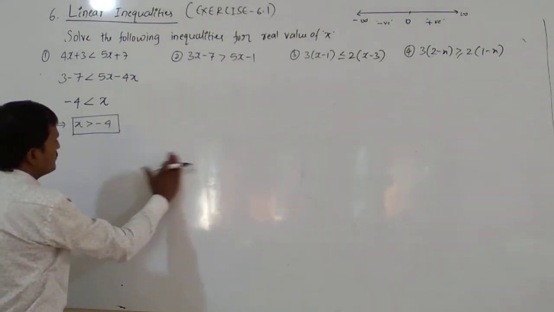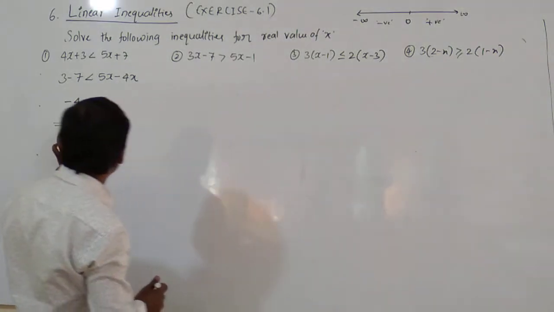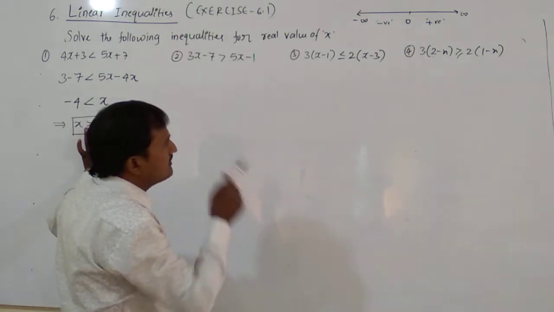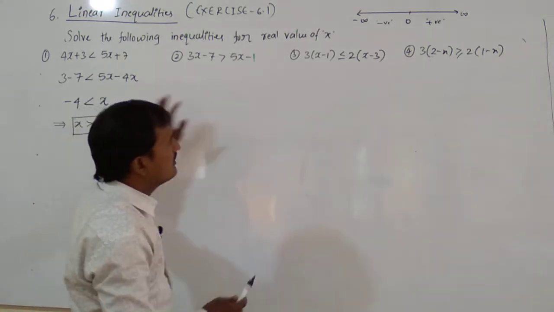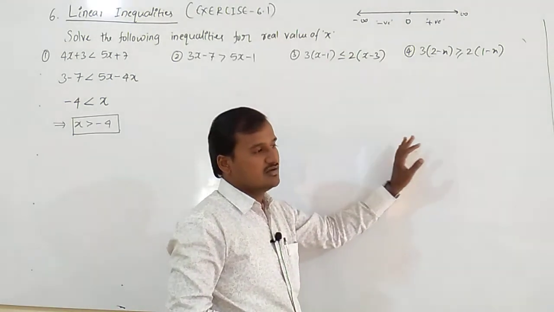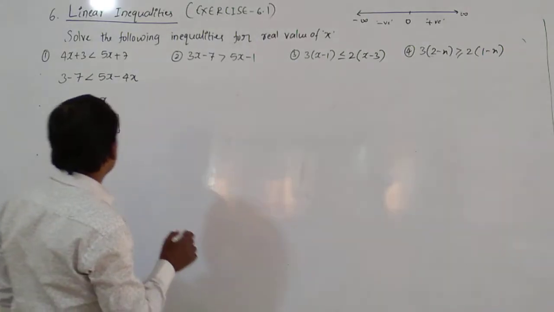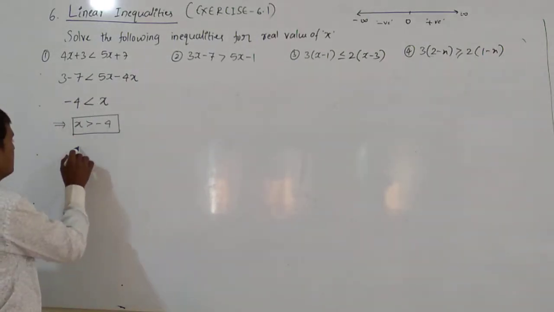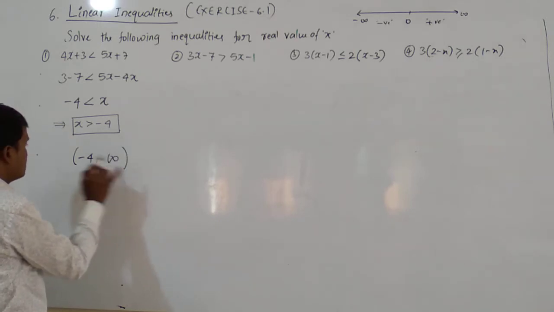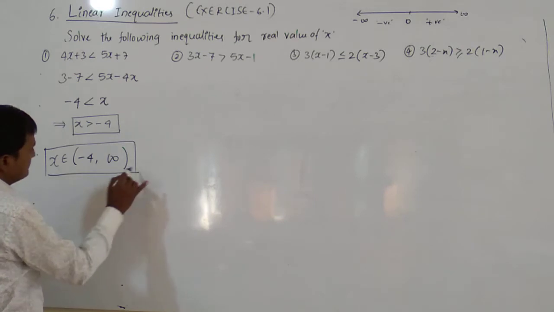Now we should write the solution using an interval. What are the real numbers more than minus 4? On the number line, you get minus 3, minus 2, minus 1, 0, up to infinity. Therefore, since it is more than, we should write the open interval minus 4 to plus infinity. So x belongs to this interval.